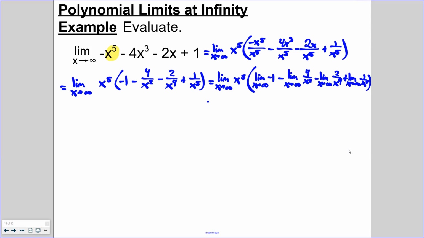But it doesn't matter because this limit we know is going to be 0. This limit we know is going to be 0. And this limit we know is going to be 0. Because all those expressions are limits of a number over a variable to some power, which we know is 0.